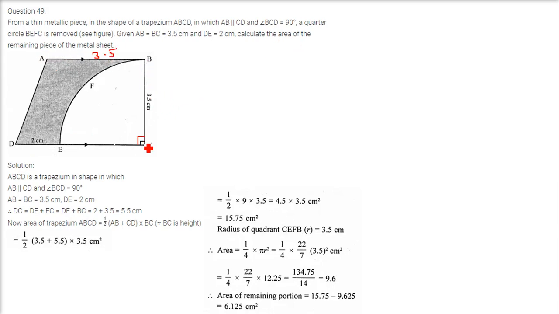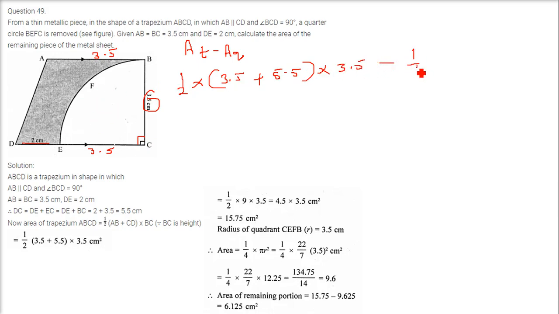So this is 3.5, so this will also be 3.5. What we have to do here is area of the trapezium minus area of the quadrant. Area of the trapezium is half into sum of opposite sides, 3.5 plus 2, and this is 3.5 because the radius will be 3.5. So 3.5 plus 2 is 5.5 into the height. What is the height in between? It is the distance between the parallel sides. It is 3.5, and we have to subtract the area of the quadrant.